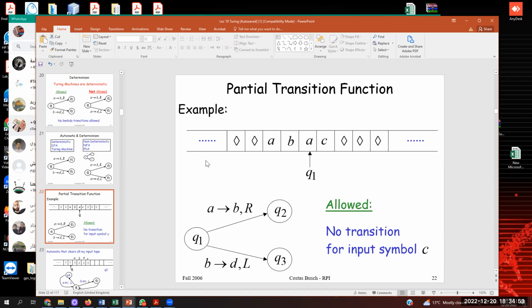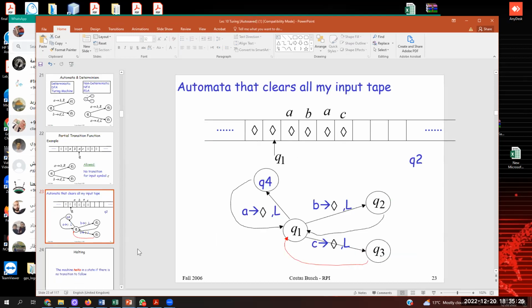No transitions for input symbol C. It's possible that when I am at C here, I don't have any transition for C. It's allowed, which means my Turing machine does not move on C. So if I am right here and I don't have a transition on C, it's okay, but the Q1 will not move. If you have only a C and you don't have a transition, you can have that.